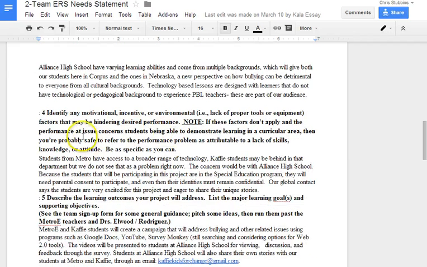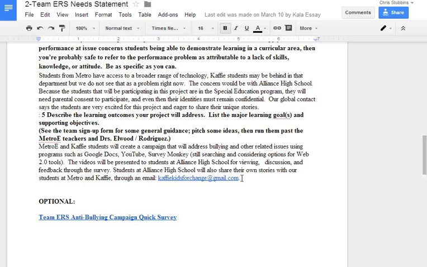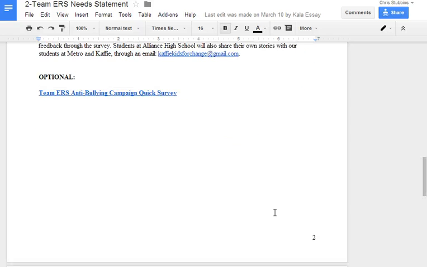The team then worked to identify any motivational, incentive, or environmental factors that would hinder performance. Finally, the team described the learning outcomes that their project would address. They worked to list the major learning goals and supporting objectives. This team also chose to attach their survey that they used to answer the questions for their needs assessment.